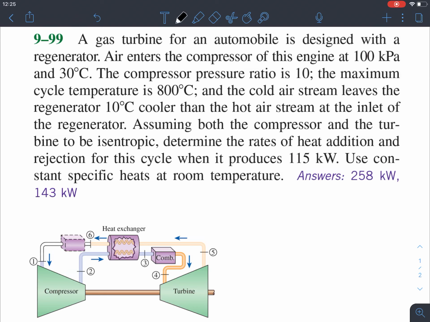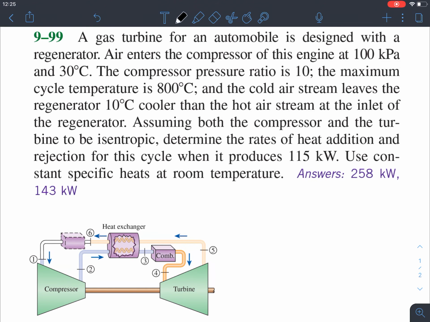Alright, let's solve this problem based on the modified Brayton cycle used in an automobile. Here it says that a gas turbine for an automobile is designed with a regenerator. This part here is the regenerator, and then all the basic conditions are given. For example, the compressor inlet pressure and temperature are given, and the compressor pressure ratio is given. The maximum cycle temperature is 800, which is the outlet of the combustor.